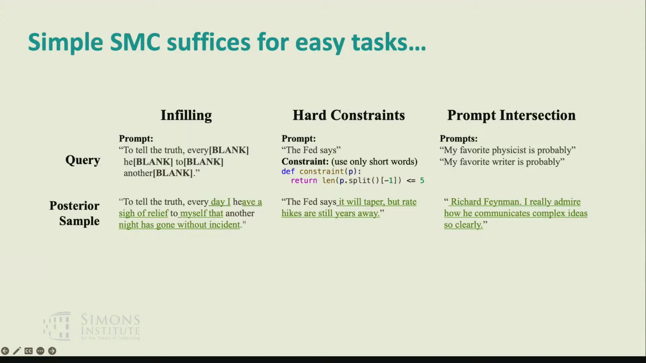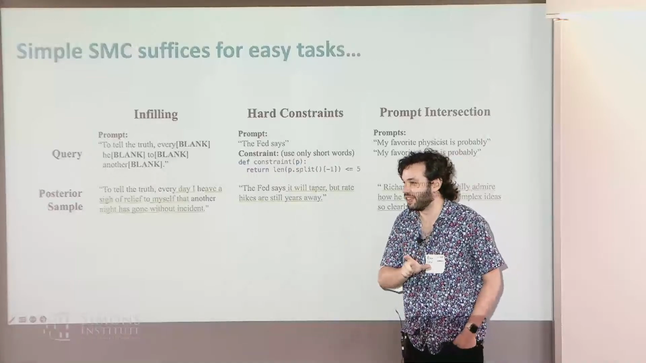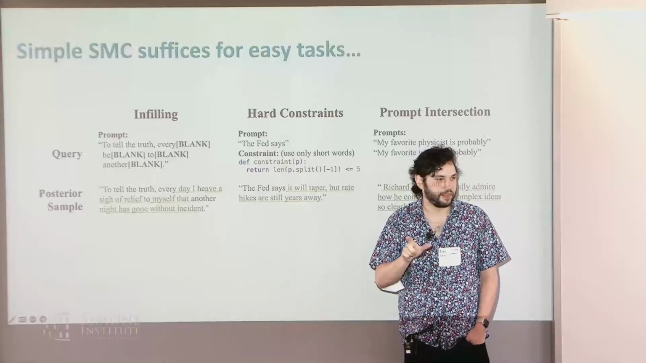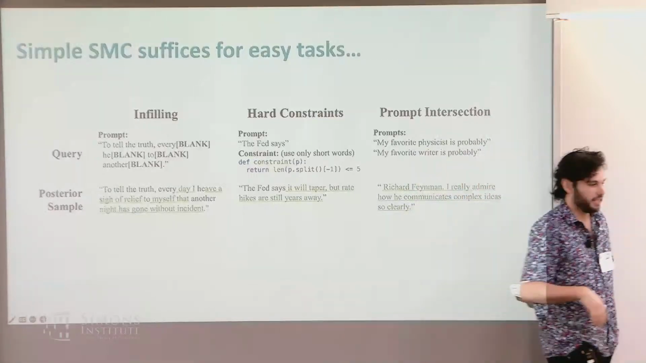Or if I want to finish "the Fed says," but only using words less than 5 letters, I get "the Fed says it will taper, but rate hikes are still years away," or something like that. And it's worth noting that if you use token masking to enforce this constraint, where you just forbid the language model from generating anything longer than 5 letters, you get all sorts of weird completions. It's different from the posterior here. You get completions that set up an idiom that it could only complete with a word longer than 5 letters, and then it gets very confused and writes "read more" or something. It tries to come up with some context in which the sentence would be cut off early.